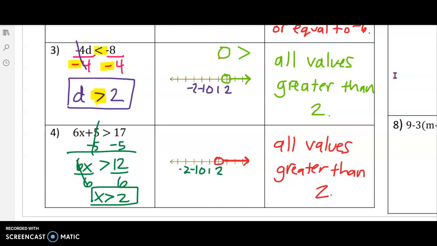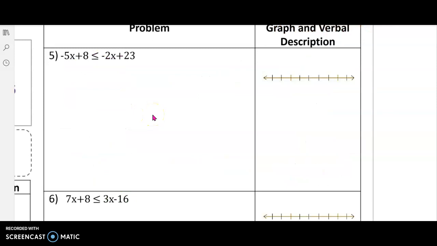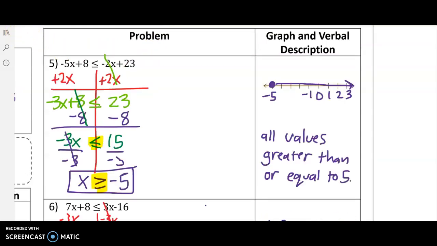Now take a moment and look at the right side of your notes and give a few of those a practice. And pause the video, and I will reveal the answers in just a moment. If you couldn't hear that because of the bell, you are working on questions 5, 6, 7, and 8 because we do know how to solve equations, right? It's just like solving an equation, except sometimes you might need to flip the symbol. So try solving 5, 6, 7, 8 and graphing them on the number line and writing a verbal description of your answer. Let's start at the top.